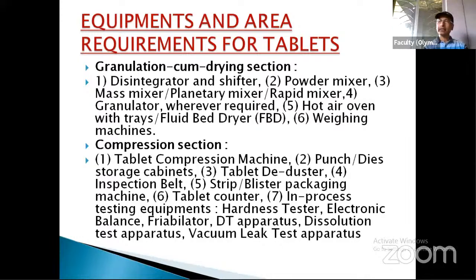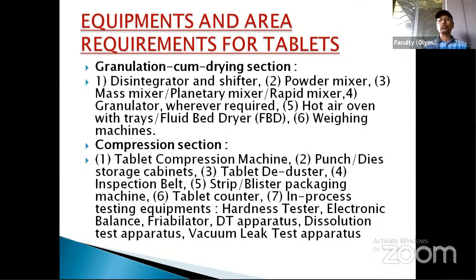Second is your compression section. You know that each compression machine is separately cubicled and it is connected with a dust collector section through exhaust pumps. This compression machine is needed. You need punch and dies. Compression and punch fall into the die. The die will be according to the design of your tablet. You have to make your dies.